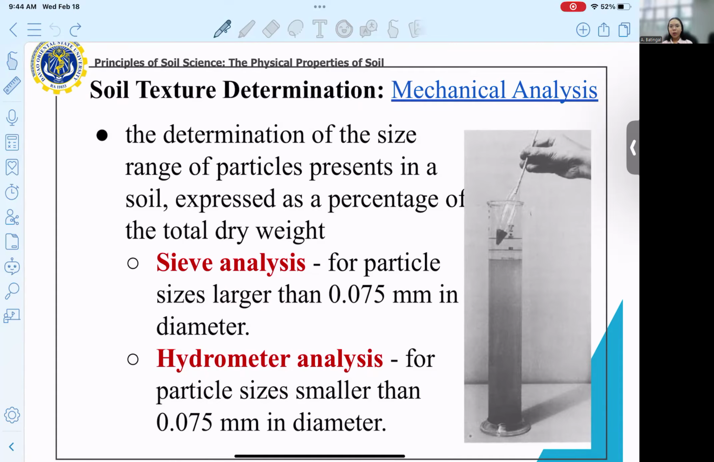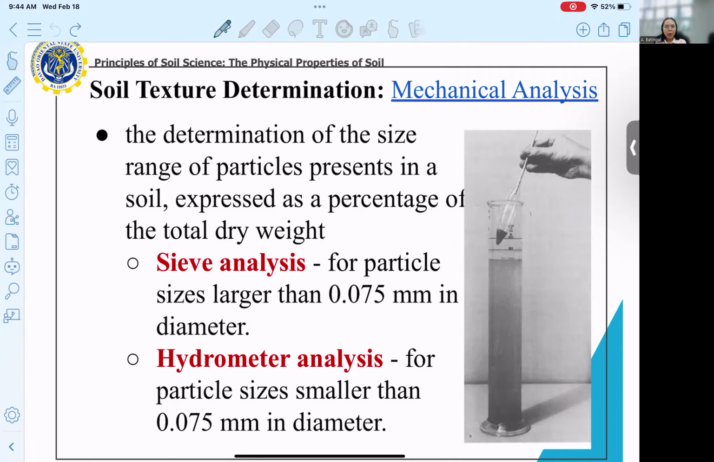And in the laboratory, you get your graduated cylinder as shown in the photo. So you get a certain amount of water, for example about 500 ml. You mix it with a dispersing agent. Now the dispersing agent, usually it is sodium pyrophosphate solution. You mix it with your water, your dispersing agent, and then you put your soil in for about 12 hours so that your soil disperses.